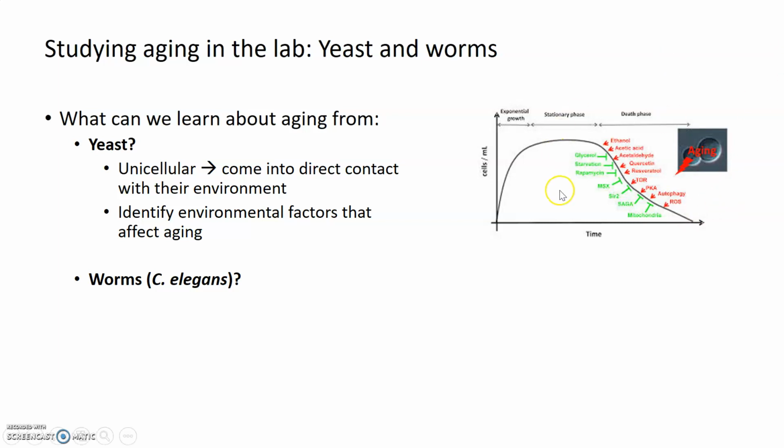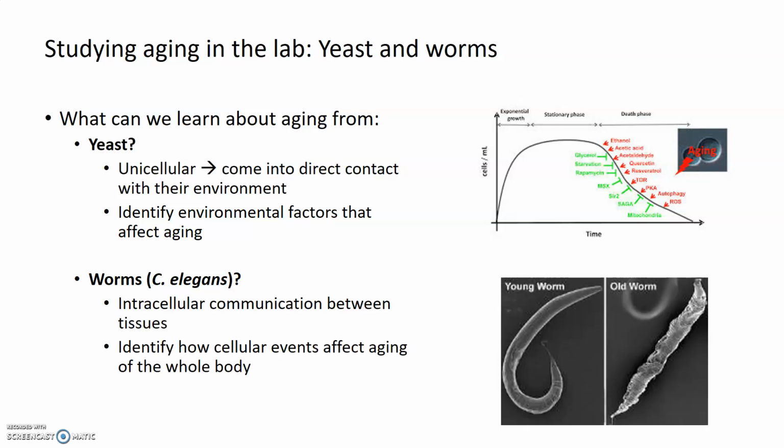And so over here you can see some of the environmental and also biochemical inhibitors of aging in yeast, as well as some promoters of aging. And so yeast have been great to start figuring out aging at the cellular level and how the environment affects cells. And then we obviously also want to think about how the environment and how aging affects tissues and a whole organism.